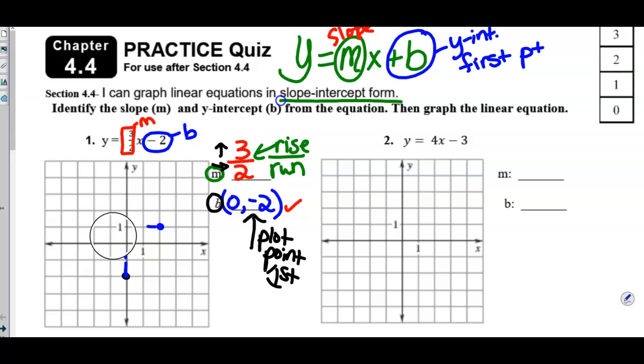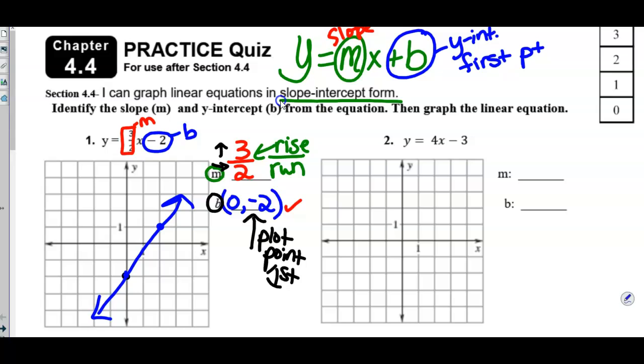You don't have to draw those lines in there. I was just showing you how I use the slope. And then all I need to do from there is connect these, trying to make a straight line. That is graphing a linear equation in slope-intercept form. So these are all done the same as long as we have them in the correct form.